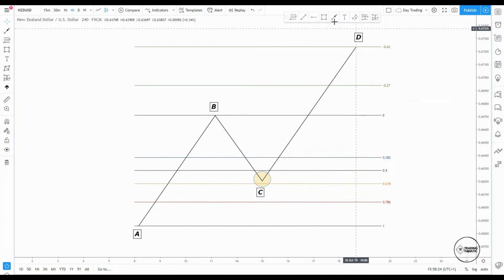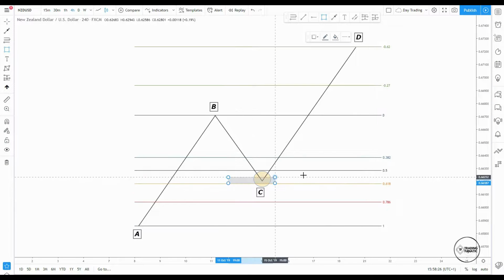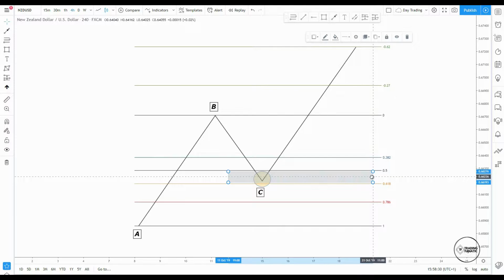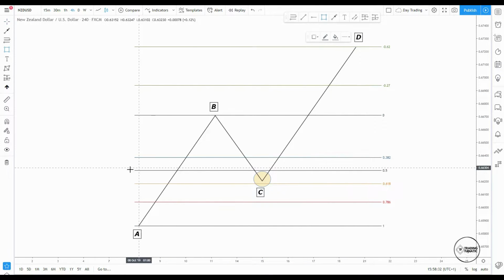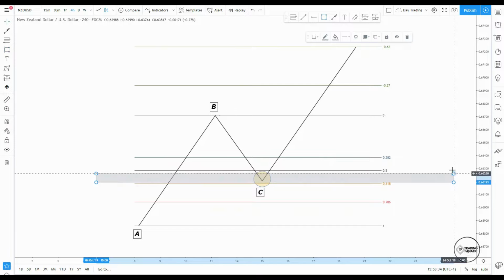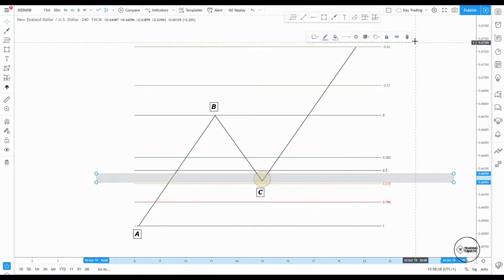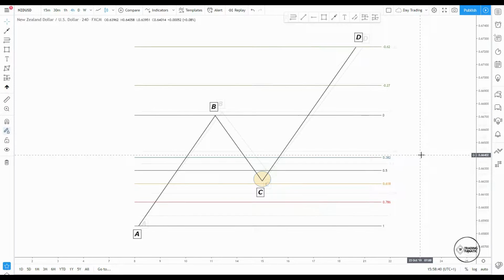This is considered the golden level, and the area in between the 61.8 and the 50% is a massive confluence to your trade if it even corresponds to a supply and demand level or support and resistance level in the past. So that's about the levels briefly.